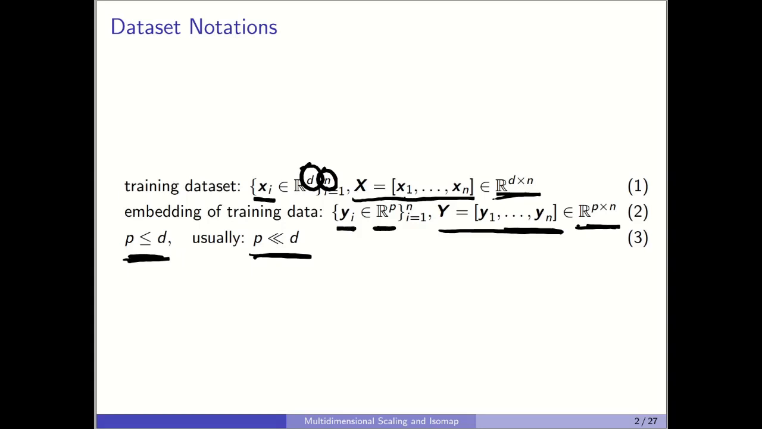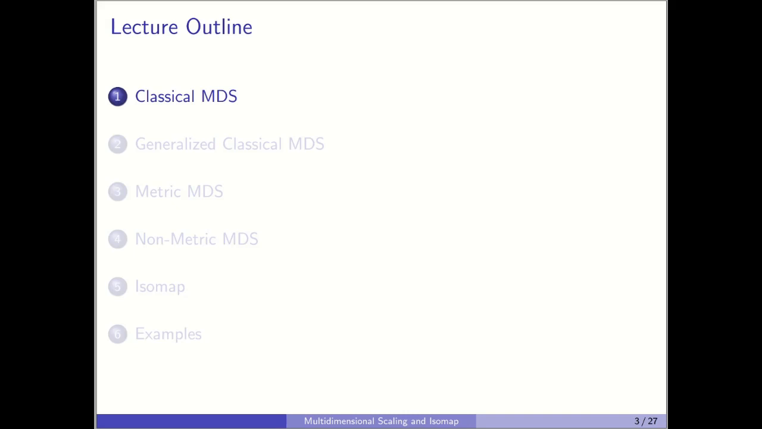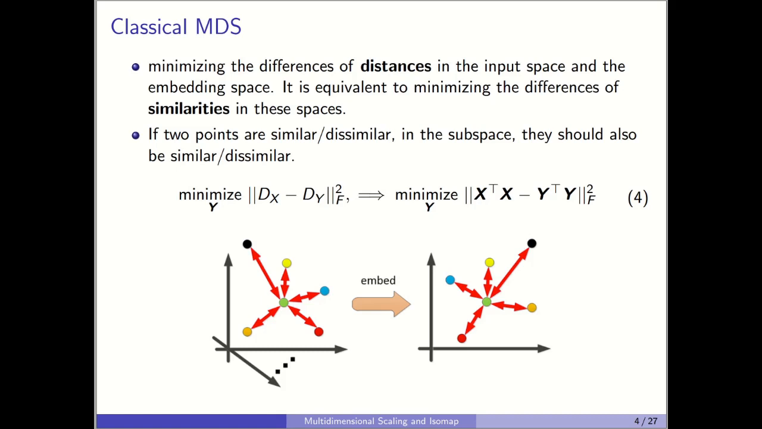Okay, MDS. We have at least three different types of MDS, multidimensional scaling. One of them is classical MDS, which can be classical MDS or generalized classical MDS. Another one is metric MDS, and the other one is non-metric MDS. So we have three types of MDS, and I explain all of them to you. We start from classical MDS, or multidimensional scaling.